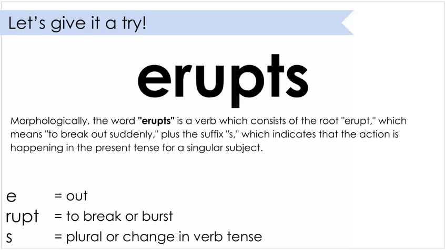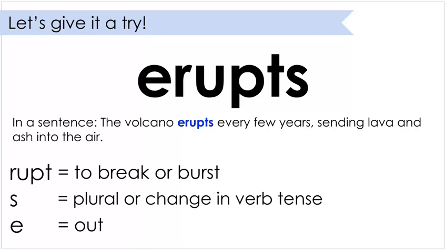Morphologically, the word erupts is a verb which consists of the root word erupt, which means to break out suddenly, plus the suffix s, which indicates that action is happening in the present tense for a singular subject. In a sentence, we might say, the volcano erupts every few years, sending lava and ash into the air.